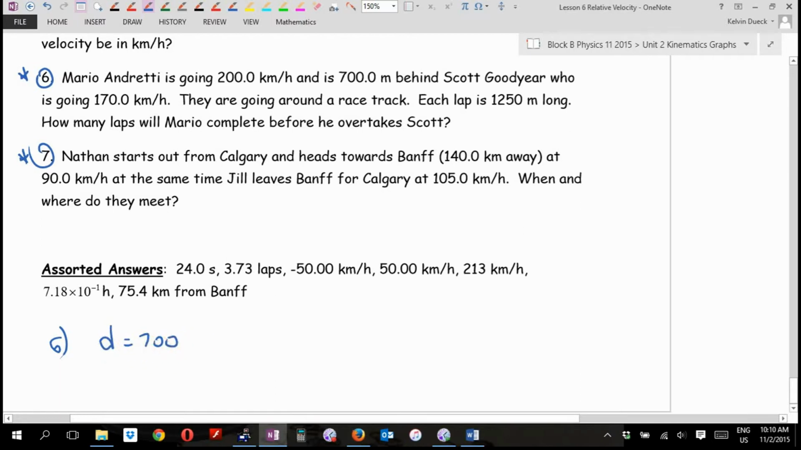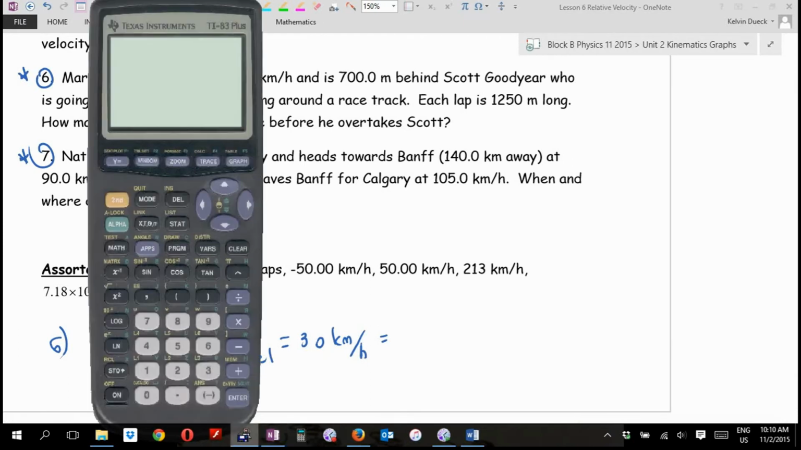Then I said, what's his relative velocity? Mario is going how fast? Scott is going how fast? I said the relative velocity is 30 kilometers per hour. And then I said I'm going to change that to meters per second. Kilometers per hour to meters per second, it's the 3.6 divider, or it's on your purple sheet, but this is how I figure it out every time. So I went 30 divided by 3.6, and I said, okay, 8.33333. Since this is not my final answer, I'll carry a few extra sig figs.